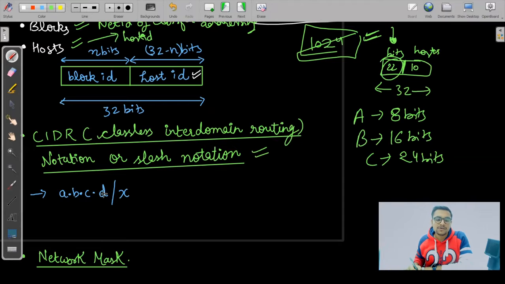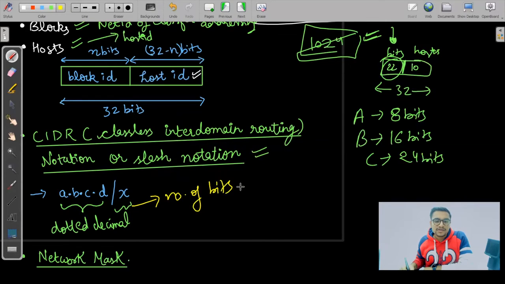In that case, corresponding to the dotted decimal representation of an IP address, we are going to write slash x. Now, what is the meaning of this slash x? The slash is just a symbol, and the x is a representation of the number of bits in the IP address that represent the network ID.